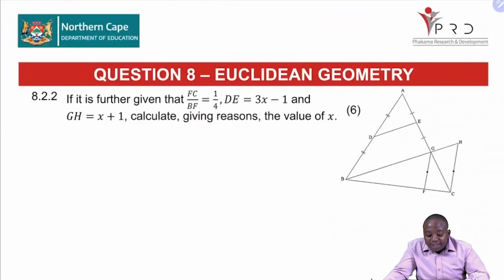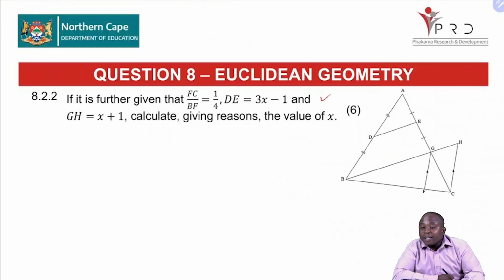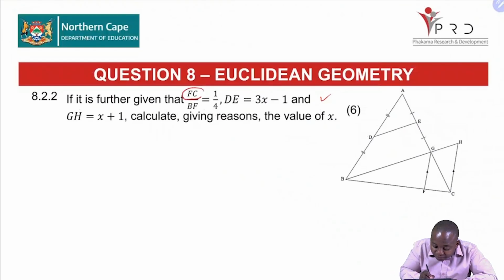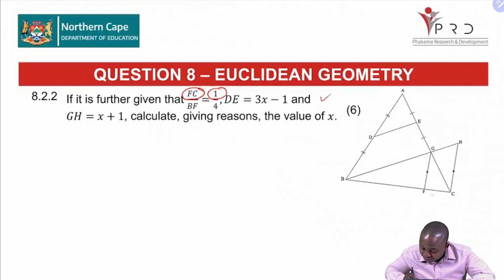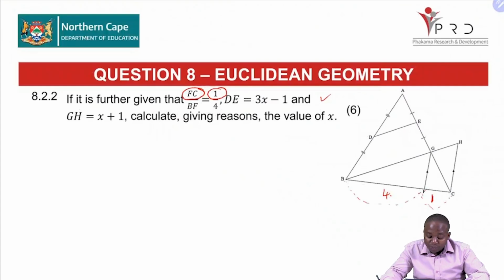If it is further given that FC over BF is 1 over 4, DE is 3x minus 1, and GH is x plus 1, calculate, giving reasons, the value of x. Let us now populate this information on our diagram and see how we're going to work with this activity. So we are told that FC, where is FC? Let's find the FC. So FC is 1. The ratio for FC is 1 over 4, which is the BF. It's 4 right there. So those are the ratios that we're having right there.